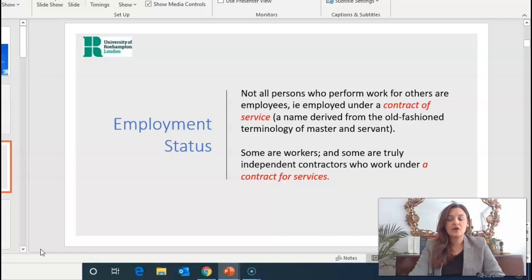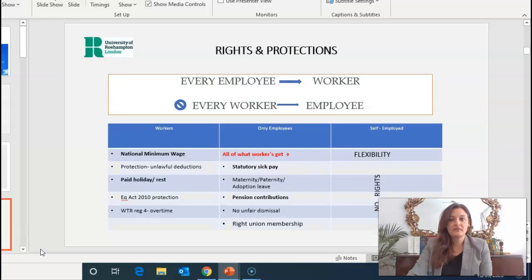It's a bit of a convoluted statutory definition, but there's the old-fashioned concept of master and servant, and those people who perform work for others are not always employees. It depends on whether or not they're under a contract of service or whether they're independent contractors and work under a contract for services. And it's that tiny difference that's set out in red that makes all the difference when determining the individual's status. So every employee is a worker, but not every worker is necessarily an employee.